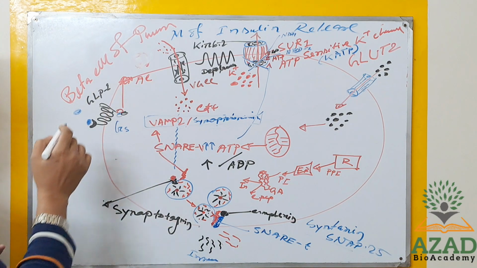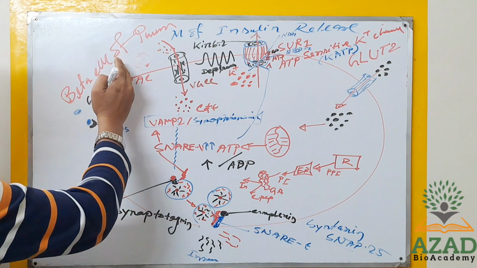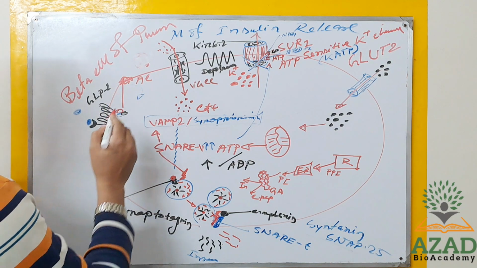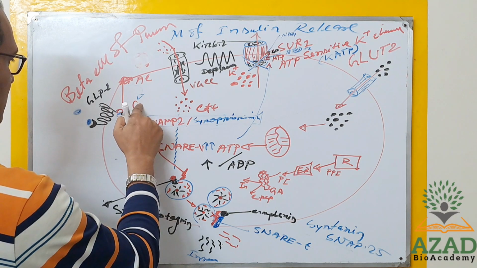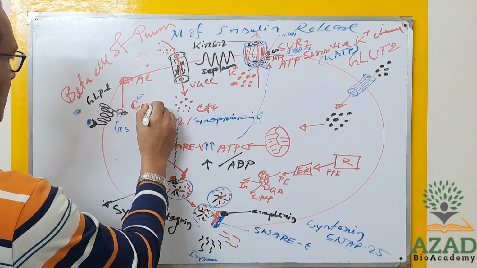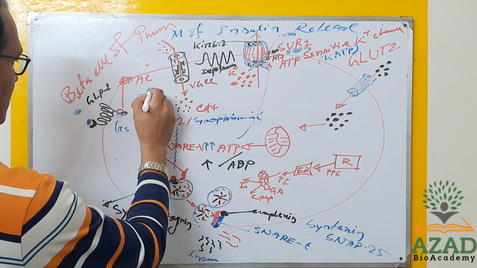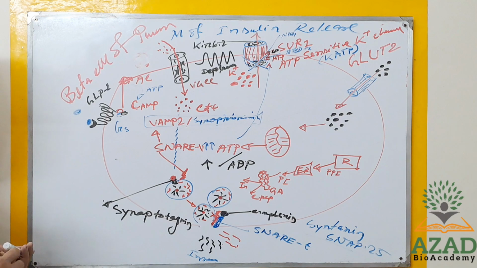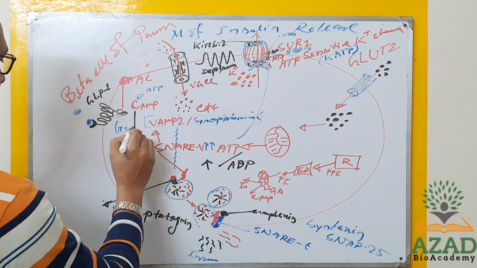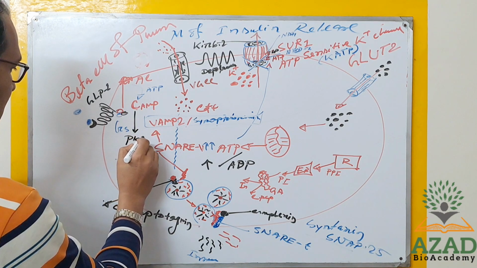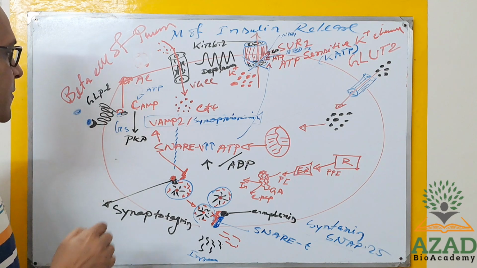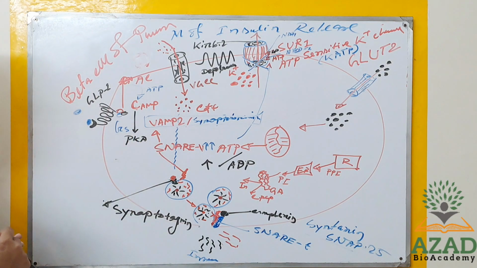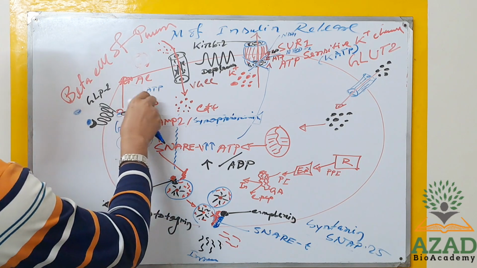So when adenyl cyclase is activated by the alpha subunit of the activated G protein, then what will happen? It will produce cyclic AMP from the ATP. That means ATP will turn into cyclic AMP by the help of adenyl cyclase. Okay, and that cyclic AMP will activate the PKA, that is protein kinase A. You know, PKA is the cyclic AMP dependent kinase. So protein kinase A will be activated by the second messenger cyclic AMP.